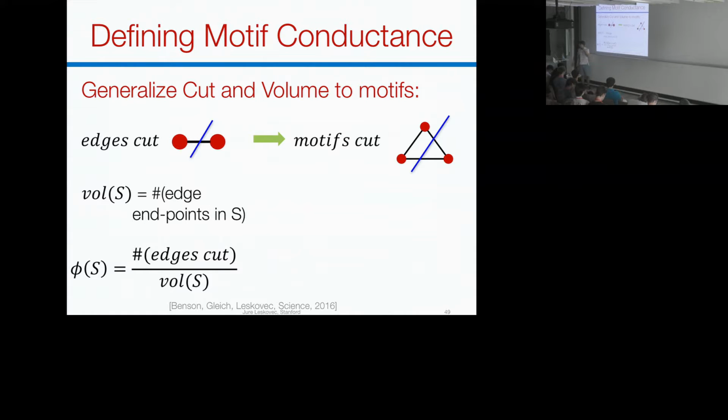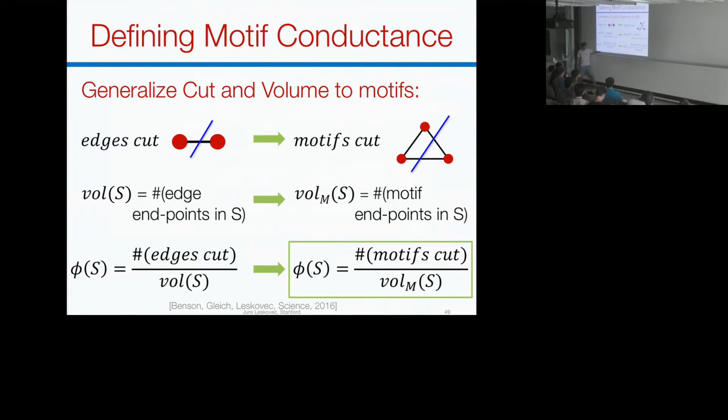Now I need to define the volume. The volume in the edge setting is the number of edge endpoints in S. So I can also define it with respect to the motif M, where I say the number of motif endpoints in S. Again, very natural definition. Now I have the cut, I have the volume. So how do I define conductance? I just do the same thing as before. I say, how many motifs do I cut divided by the volume of that motif?